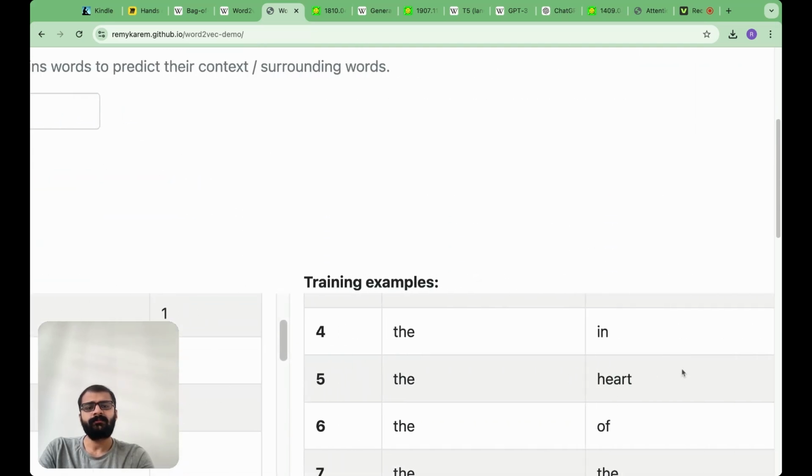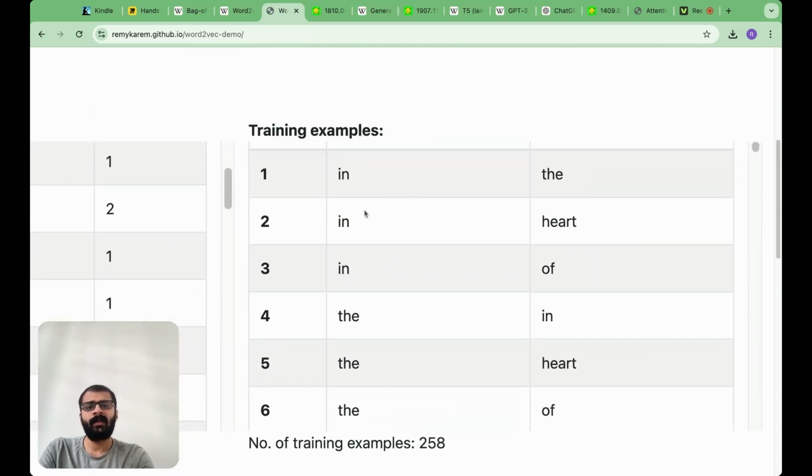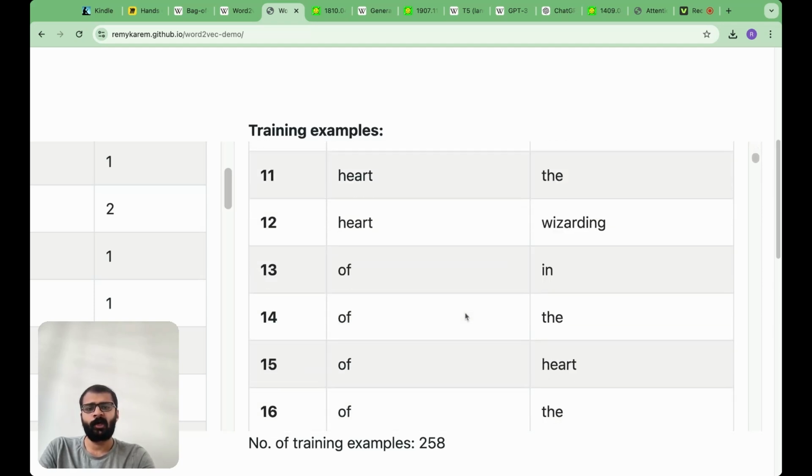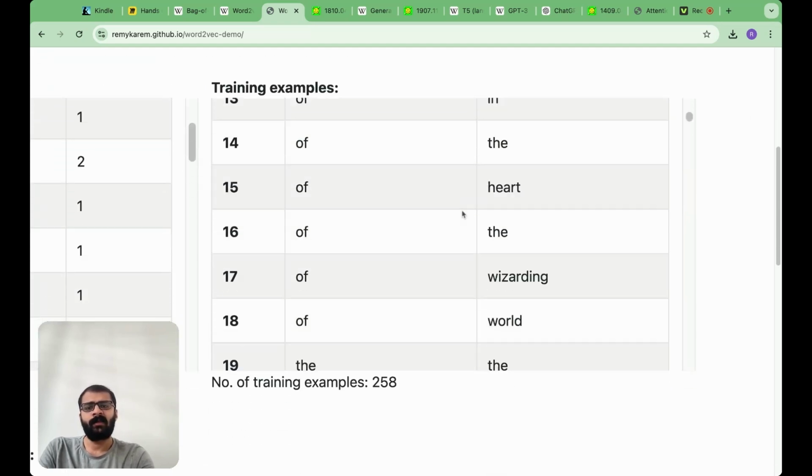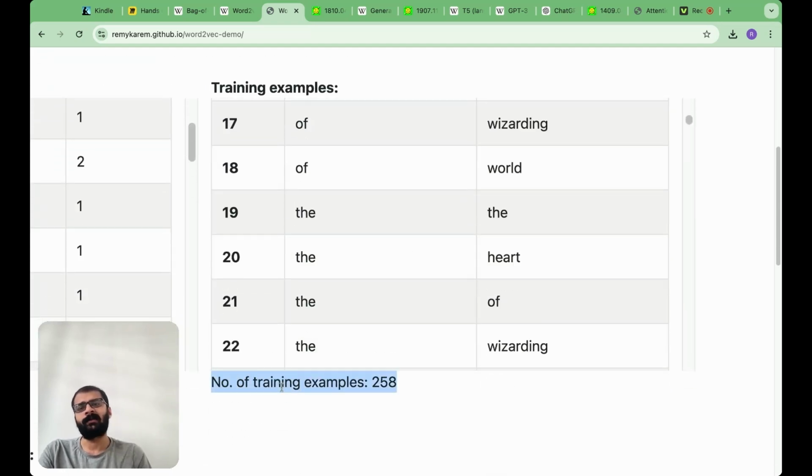Then in and heart are also close to each other, in and of are also close to each other. Now if you see wizarding, heart and wizarding are close to each other. So essentially you collect the pairs of neighbors and these will serve as the training examples.